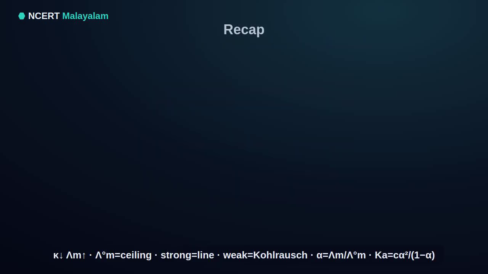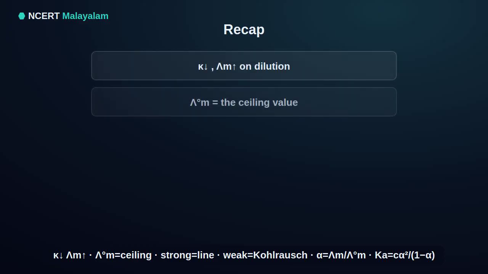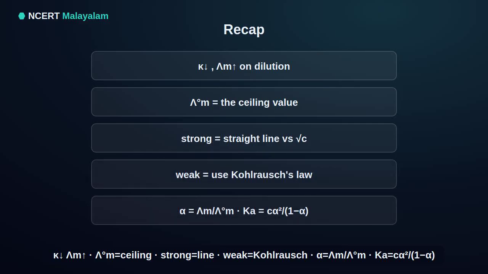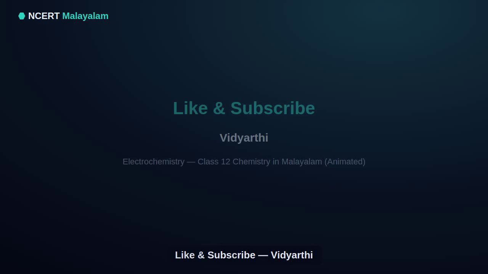Let us recap. When we add water and dilute, the conductivity falls, but the molar conductivity rises. The largest value, reached as the concentration approaches zero, is the limiting molar conductivity. A strong electrolyte rises slowly, and we read its limiting value off a straight line. A weak electrolyte rises steeply, and needs Kohlrausch's law. Each ion gives its own share. Alpha shows how much has split, and K shows how easily it splits. That is everything for today.